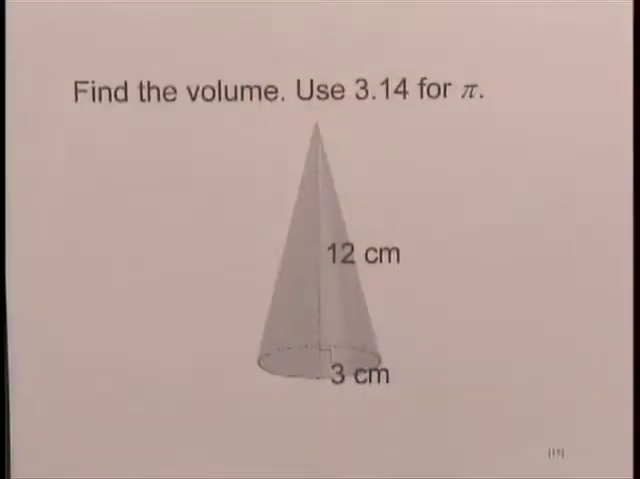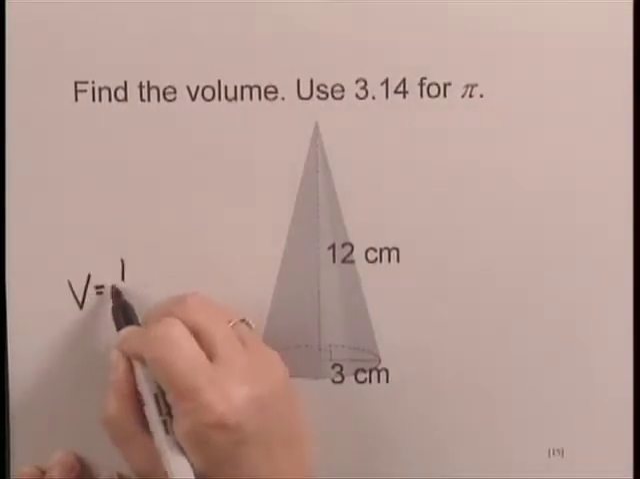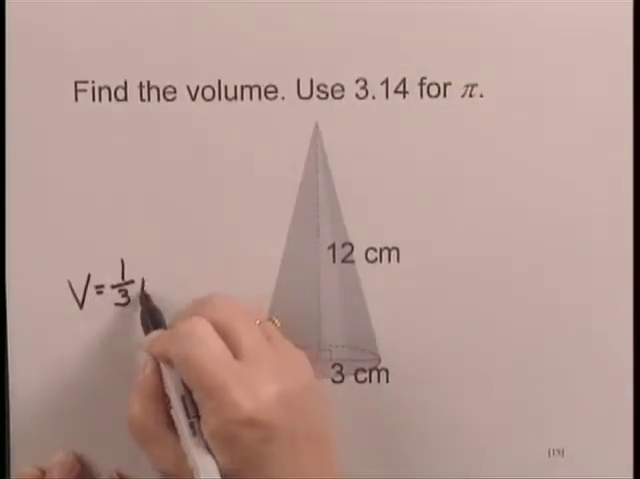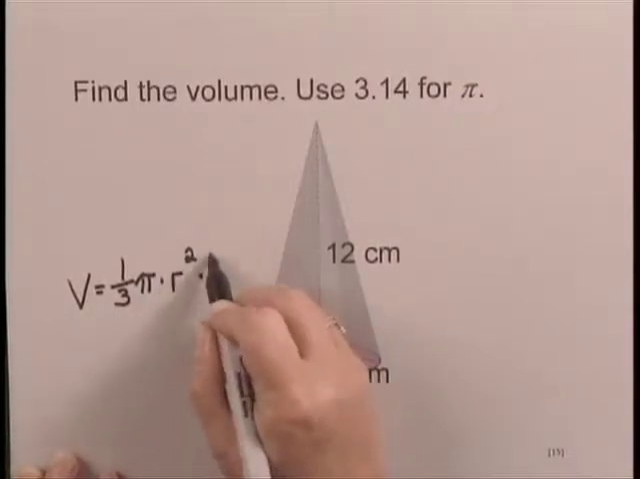In this exercise, we'll find the volume of this figure, and we'll use 3.14 as an approximation for pi. We look at the figure and note that the figure is the shape of a cone. So we need the formula for the volume of a cone, and that is V equals 1/3 times pi times the radius squared times the height.